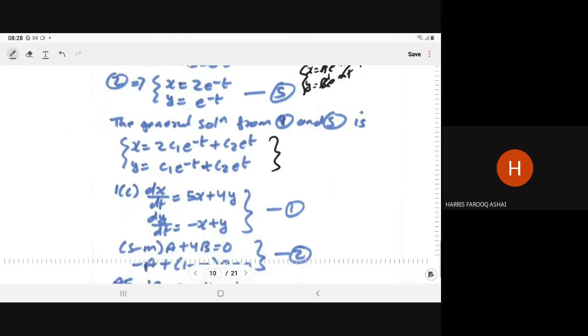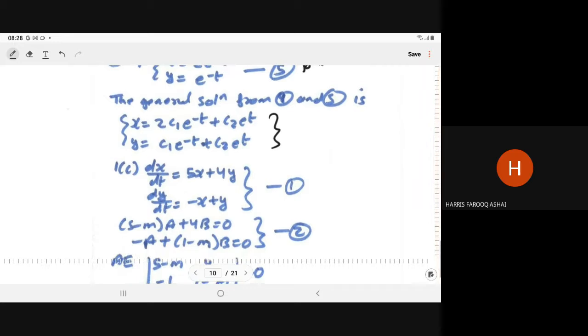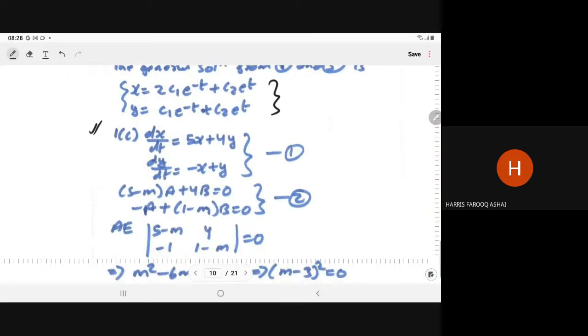Here clear? Yes, sir. Now let us have another question for the second case, real and equal roots. Dx by dt is equal to 5x plus 4y, dy by dt is equal to minus x plus y. Again this is a system of differential equations with constant coefficients.